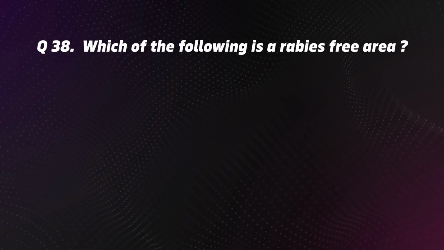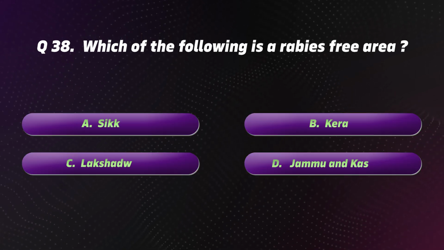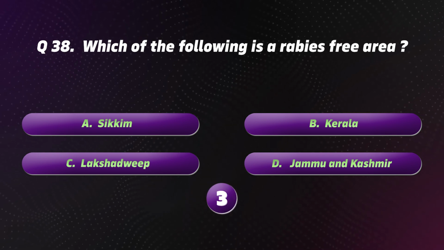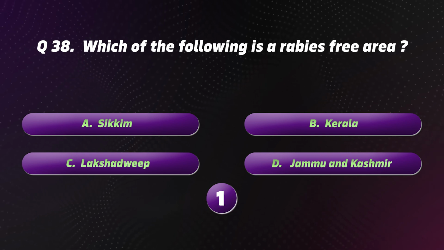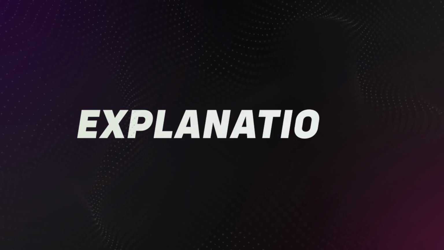Question 38. Which of the following is a rabies-free area? Here are the options. A. Sikkim. B. Kerala. C. Lakshadweep. D. Jammu and Kashmir. And the correct option is C. Lakshadweep. Here is the explanation.